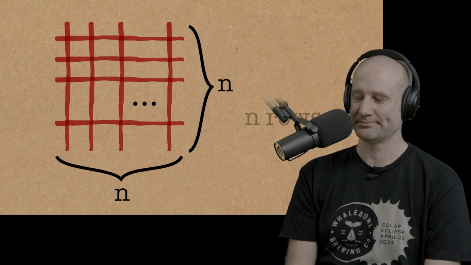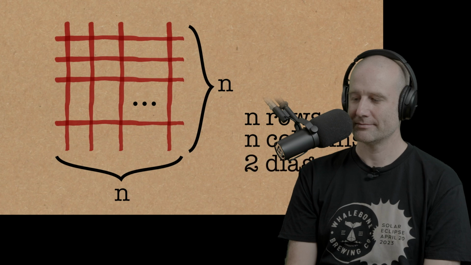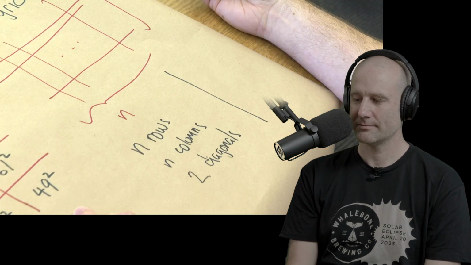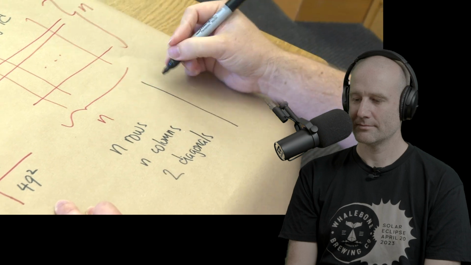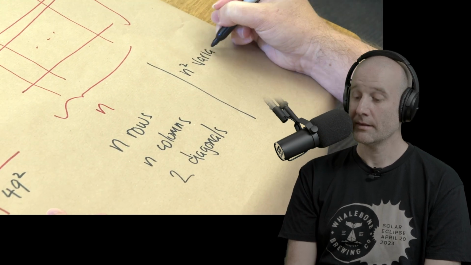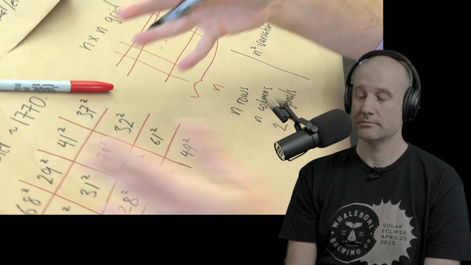If you have an n by n grid, you have n rows, you have n columns, and you still only have 2 diagonals. But now, how many variables do you have? Well, there's n times n, so there's n squared variables. So in the 3 by 3 case, there were 9 variables. It goes up faster. In the 4 by 4 case, there were 16 entries. So if you work on an n by n grid, there's going to be n squared variables.